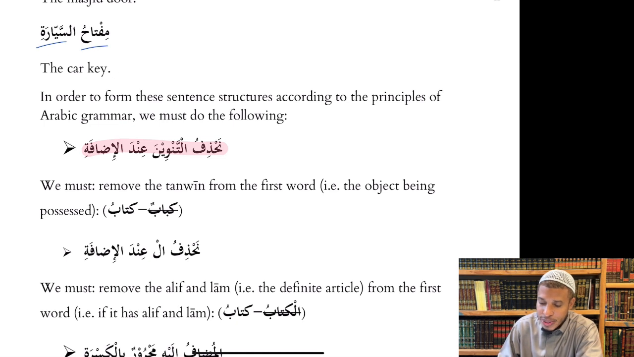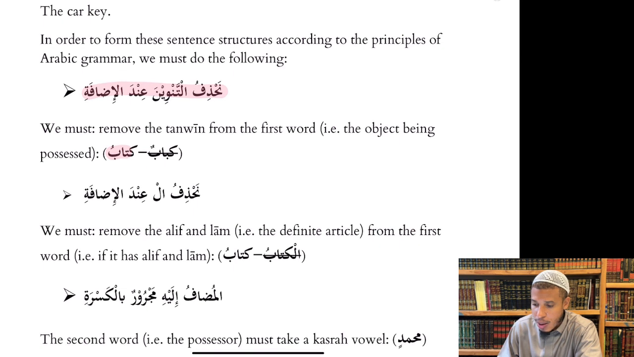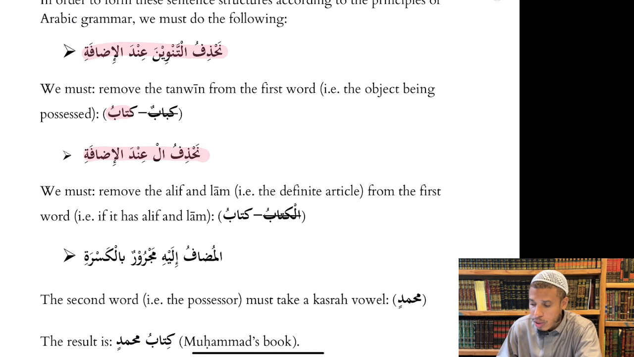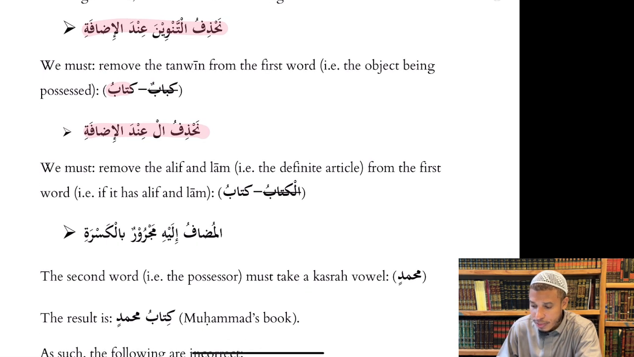If we have, for example, kitabun, it would turn to kitabu. That's the first thing we must do. What about the second thing? نحذف ال عند الإضافة. The definite article must be removed from the mudaf. We must remove the alif lam, the harf ta'rif, from the first word. So if it was al-kitabu, again, we remove the alif lam.